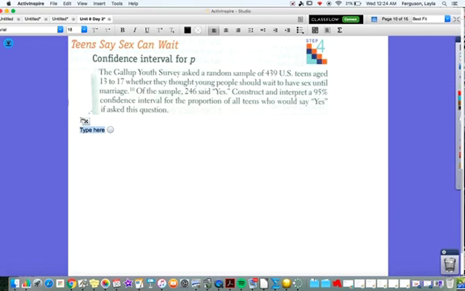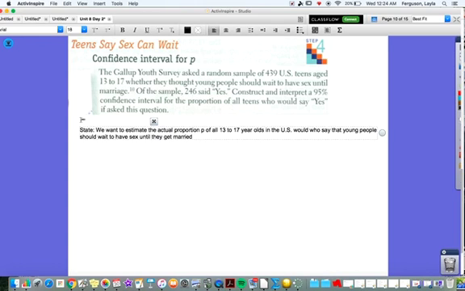So the first thing that you're going to need to do is state what you're looking at. You have to talk about what the parameter is that you're going to estimate and at what confidence level. So for your state, you're going to say we want to estimate the actual proportion P of all 13 to 17-year-olds in the United States who would say that young people should wait to have sex until they get married. And we're going to calculate this at a 95% confidence level.